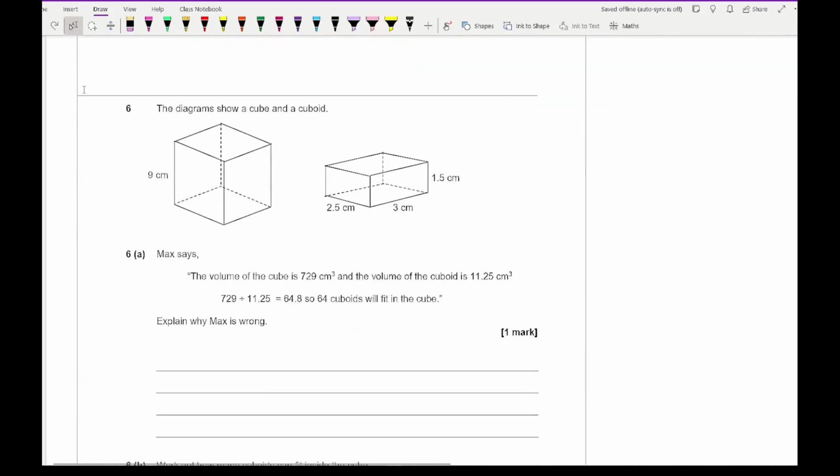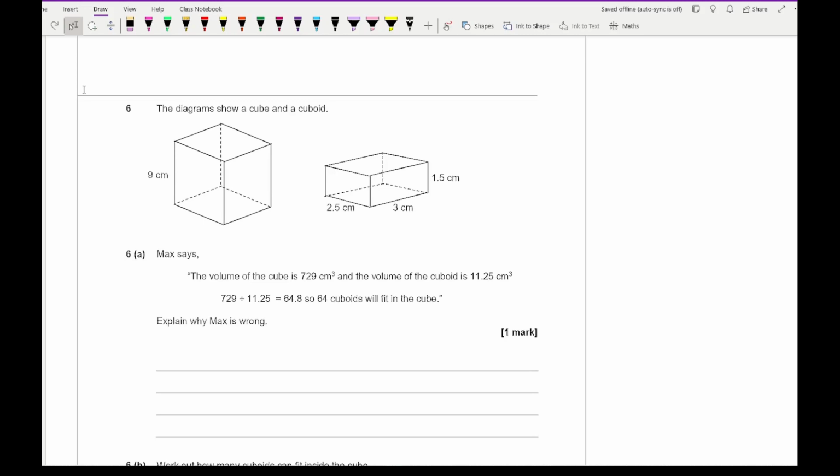Then moving on to question 6, it says the diagram shows a cube and a cuboid. Max says that the volume of the cube is 429 centimeters cubed and the volume of the cuboid is 11.25. So therefore he's divided the two numbers and noted that it's 64.8. So therefore 64 cubes will fit in the cube.